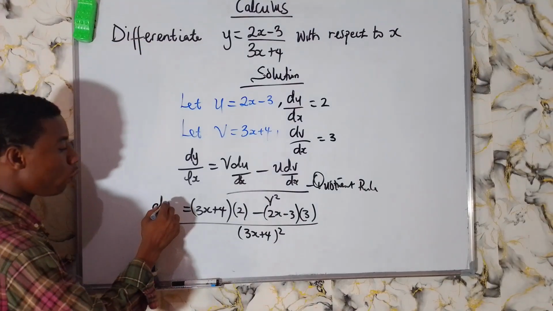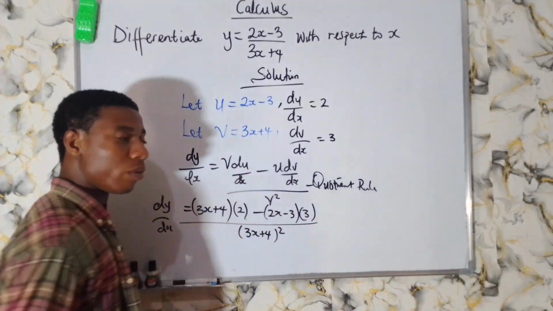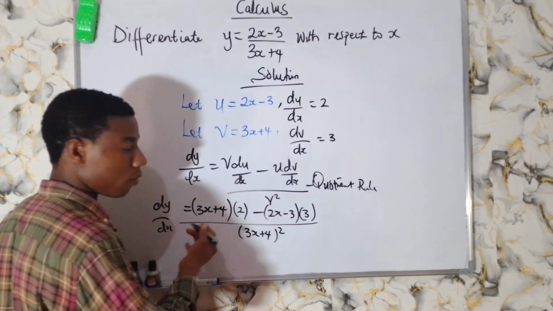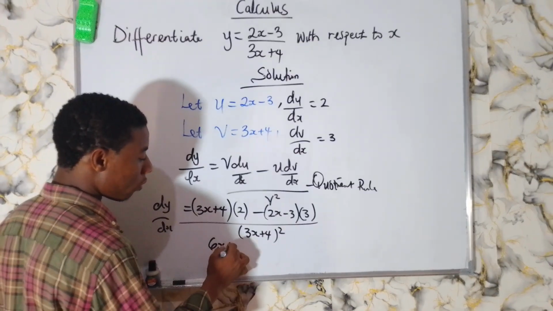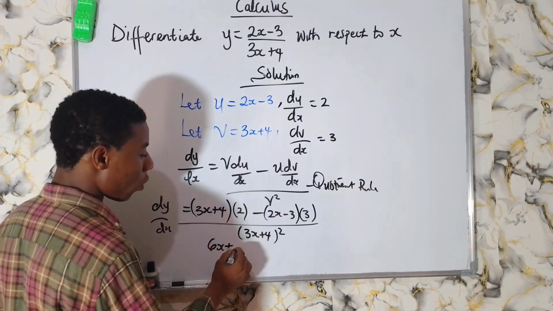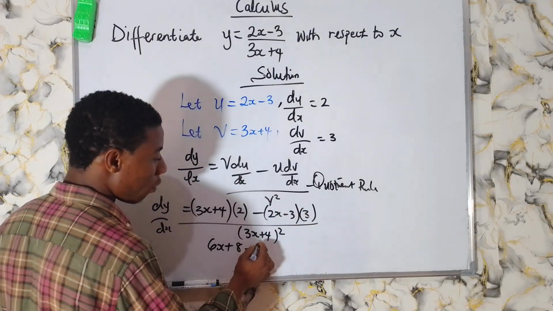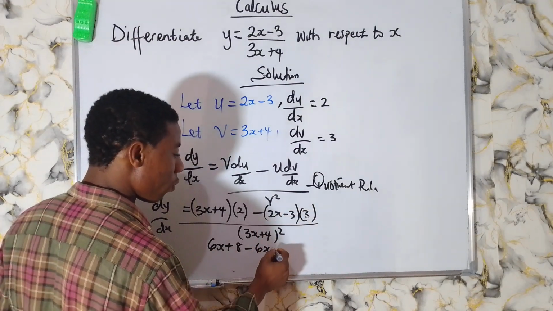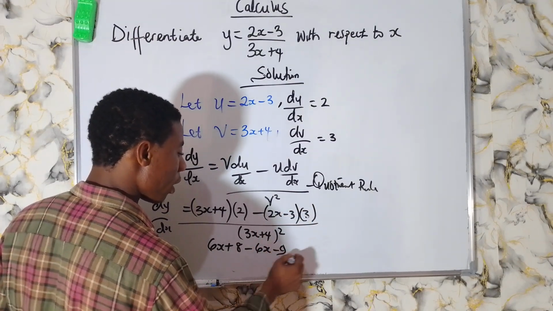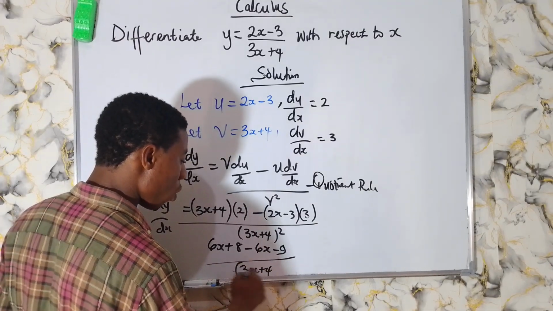So what we do is simply apply multiplications, multiplying the terms in the parentheses. 2 times 3x gives us 6x, plus 2 times 4 is 8, minus 3 times 2x gives 6x, and 3 times 3 is 9, all over (3x plus 4) all raised to power 2.